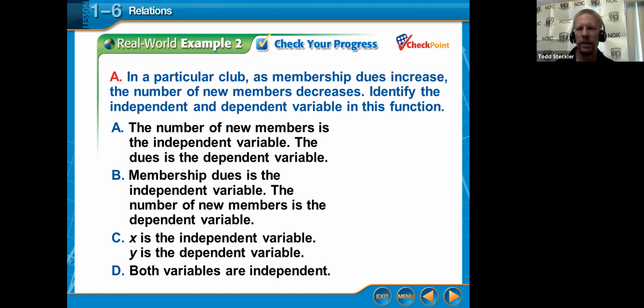Because if the cost to be in the club increases, that's going to have less members wanting to be part of it. And so that answer choice here is letter B. The cost, if you will, is the independent variable, and then the number of people in the club will be the dependent variable.